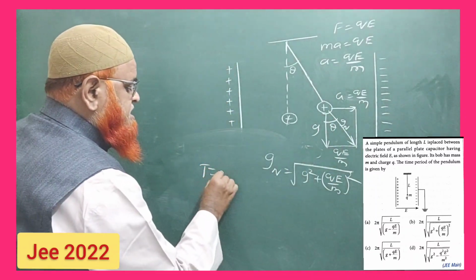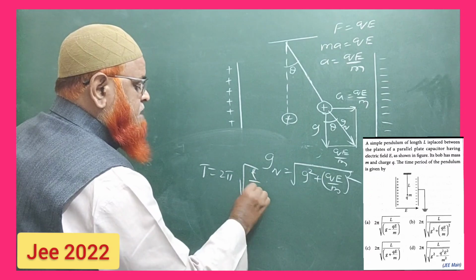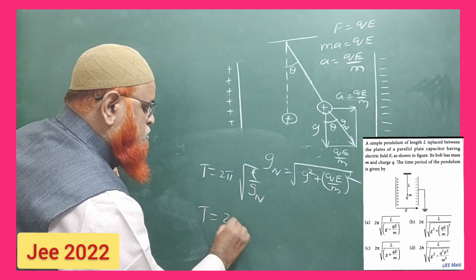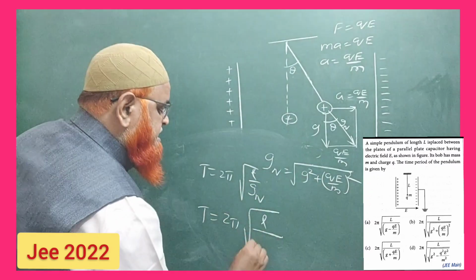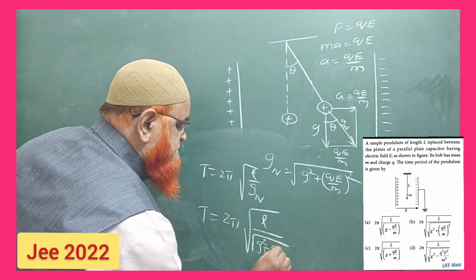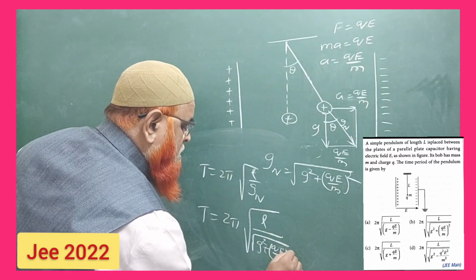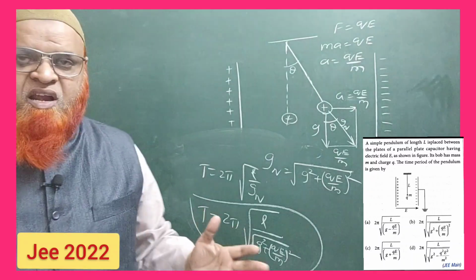So therefore time period T is equal to 2 pi root of L by g net. See, T is equal to 2 pi root of L by g net, where g net is square root of g square plus QE by M whole square. This is going to be your answer. I have done in just 1 minute.